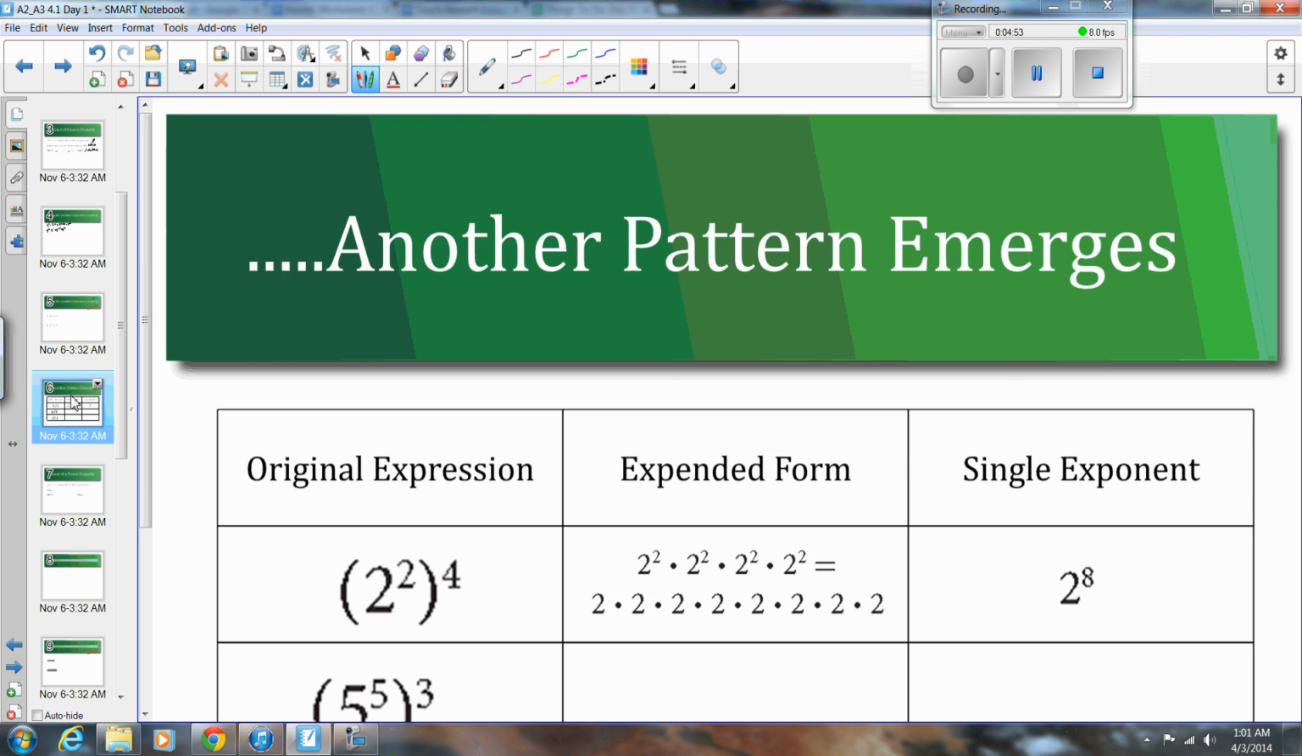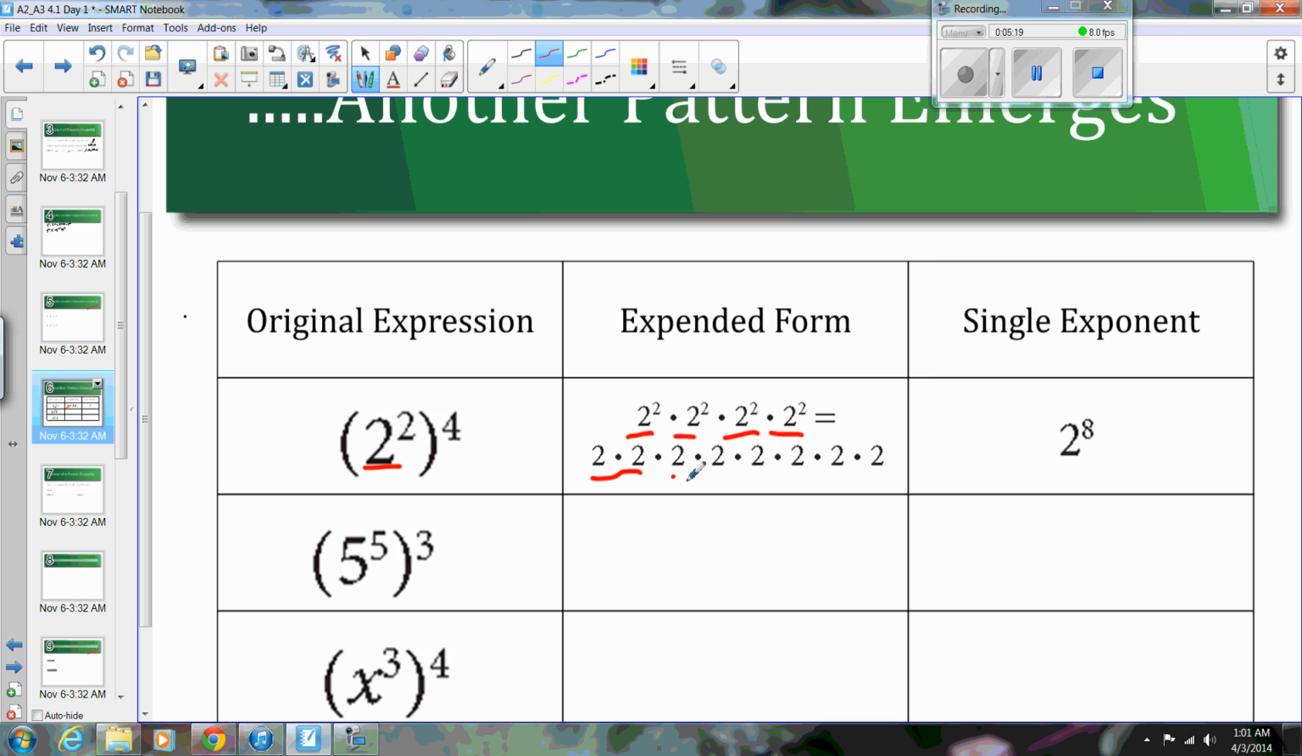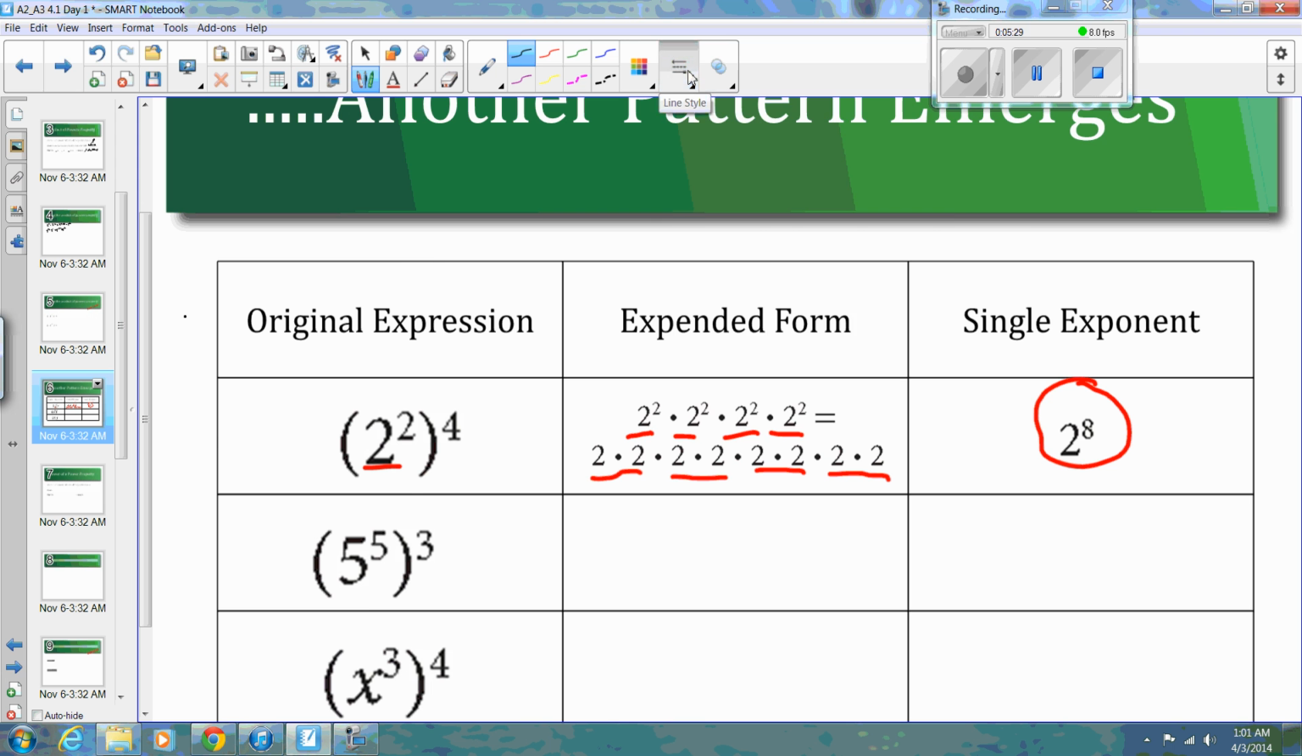So let's take a look at another sort of pattern that emerges here. If I were going to write this expression, and it's 2 squared quantity to the 4th, meaning 2 squared times itself 4 times. Note that that's represented up here, and that is 2 squared times itself 4 times. So this 2 squared 4 times. What's 2 squared? Because that's 2 times 2. I'm just writing 2 times 2 4 times. So 2 times 2, 2 times 2, 2 times 2, 2 times 2. Now, how many 2's are there here? Well, 2 to the 8th power. There are 8 total 2's. So let's take a look at another pattern that's emerging.